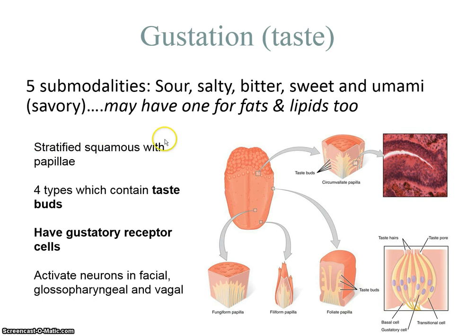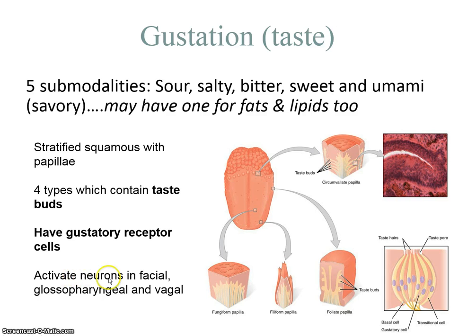So when we look at the tongue itself, it is stratified squamous. Yeah, don't forget those things, right? The surface helps to protect your mouth. Most of your oral cavity is stratified squamous. There are 4 types of papillae which contain taste buds. They have gustatory receptor cells, right? Because here's a circumvallate. Sorry, I forgot to add that one. So 1, 2, 3, 4. And they have gustatory receptor cells, which are shown here, right?